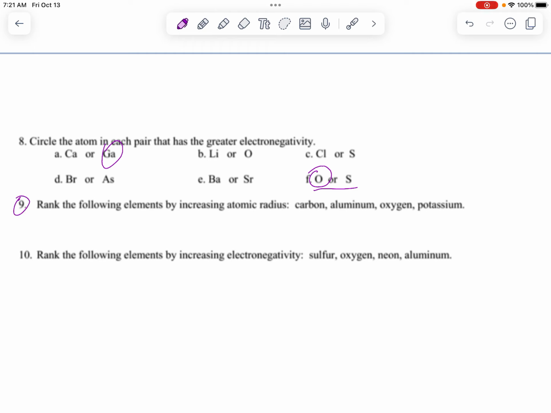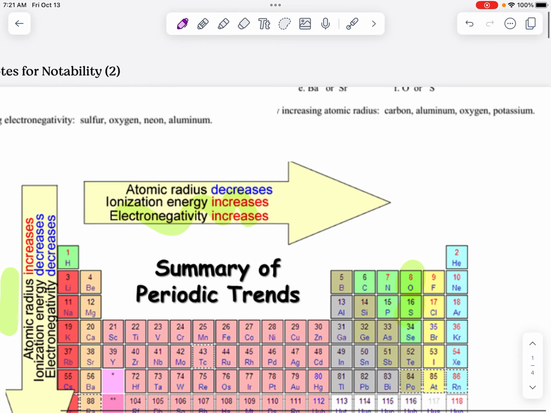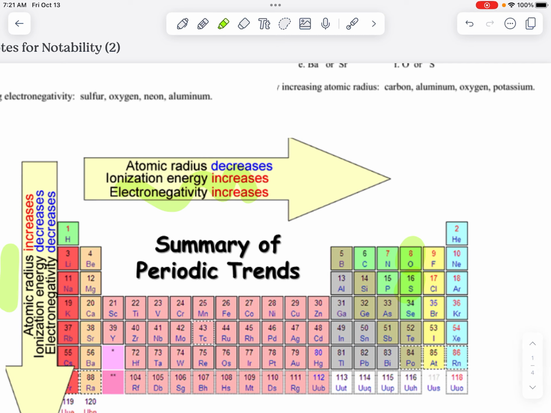Let's look at number 9 here. So rank the following elements by increasing atomic radius. So we're starting with smallest to biggest atoms, and we have carbon, aluminum, oxygen, and potassium. So I happen to add that here. So let's just go through and start by highlighting these different atoms so we can see where they're at. Carbon is right here, oxygen is right here, potassium is over here, and then aluminum is right there.